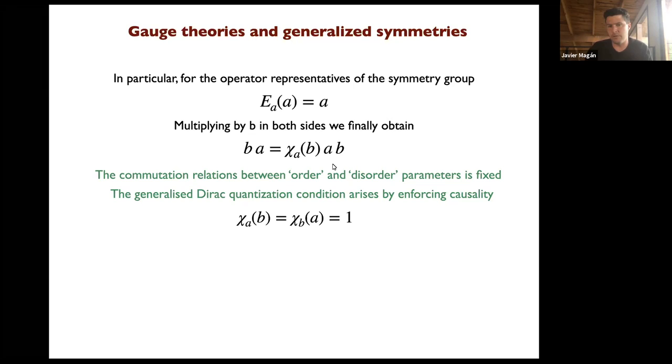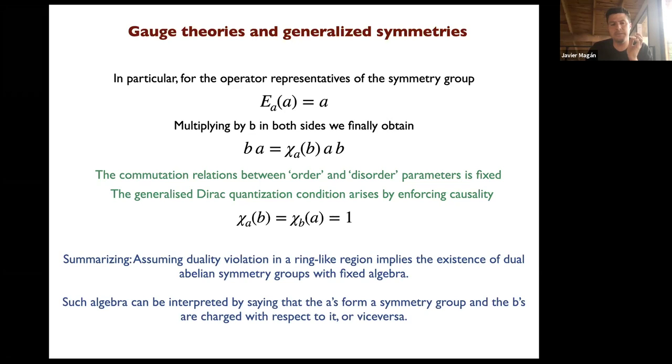But let me remark that here we have not assumed this equation as a definition of an order or disorder parameter, or as a relation between them. We have just derived this relation from just assuming a violation of duality. Also, as usual, the generalized Dirac quantization condition arrives here just by enforcing causality in these quantum field theories that violate duality. So, since the discussion has been very brief and abstract, I apologize for that.